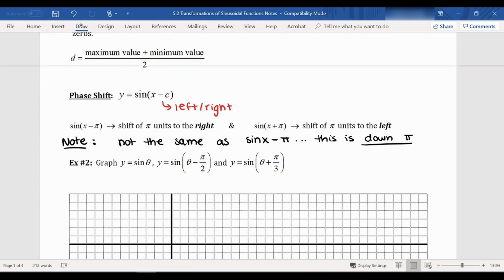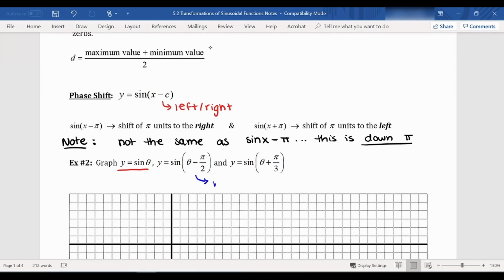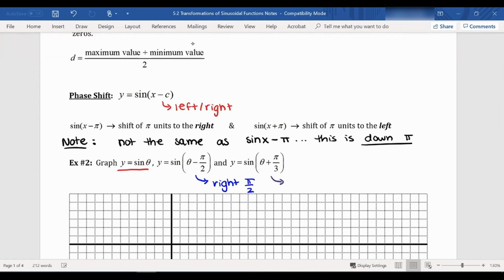So again, we're going to try a couple of these. If I had sine theta, we're going to graph that. We're going to graph sine of (theta minus pi over 2), all in brackets. So again, minus tells me I'm moving to the right, and we're going to move by pi over 2. The other one is going to be sine of (theta plus pi over 3). So the plus tells me I'm going to move to the left, and we're going to move by pi over 3.